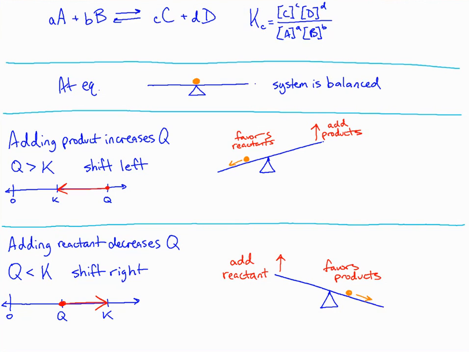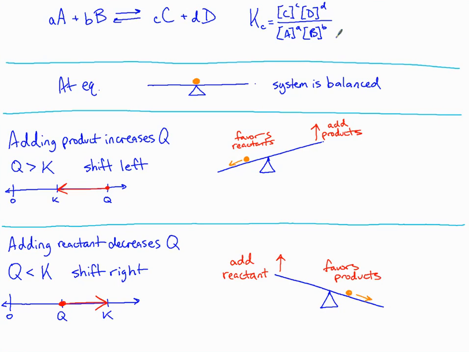If we add reactant to a reaction when we're at equilibrium, it would decrease the Q. So if you look back up at your equilibrium expression, if you increase the numbers on the bottom, then the total number is going to decrease. When you divide by a bigger number, the answer gets smaller. So we add the reactant, that decreases Q.